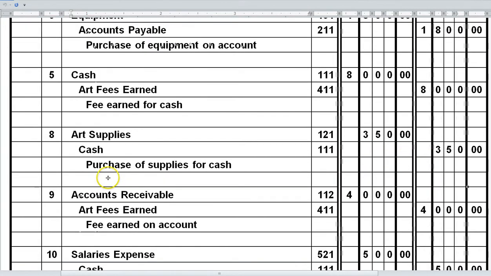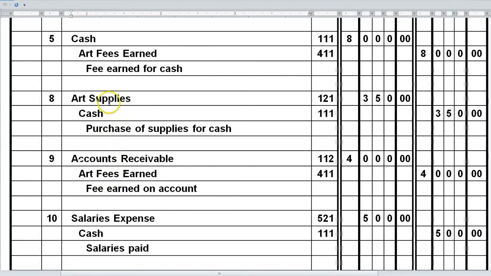Brief explanation. We purchased art supplies, which is an asset. Assets are increased with debits. Debit art supplies. We're paying, so we're using cash. Cash goes down. How do you reduce any asset? With a credit, as you can see here.